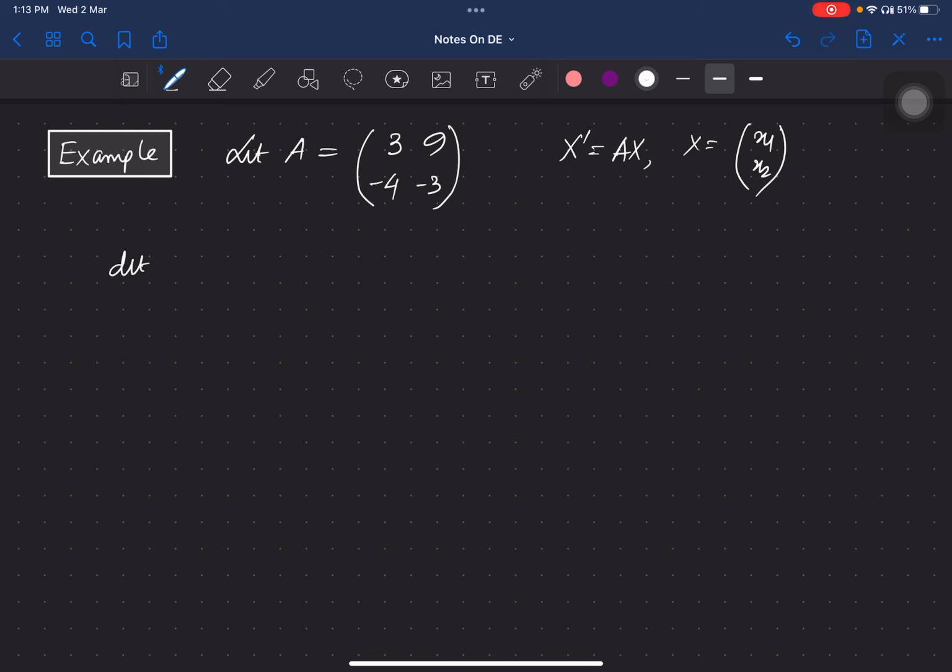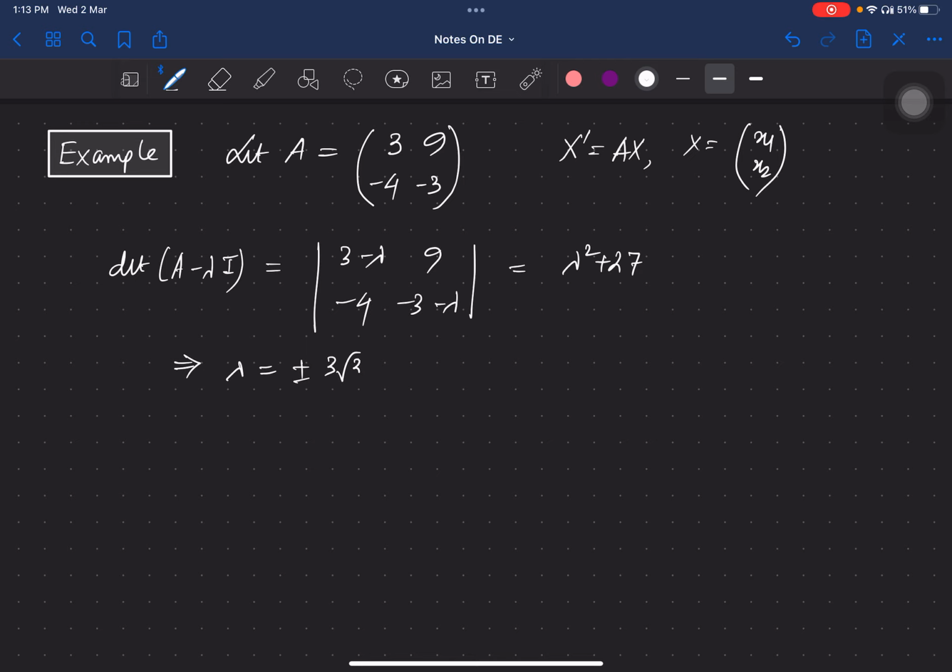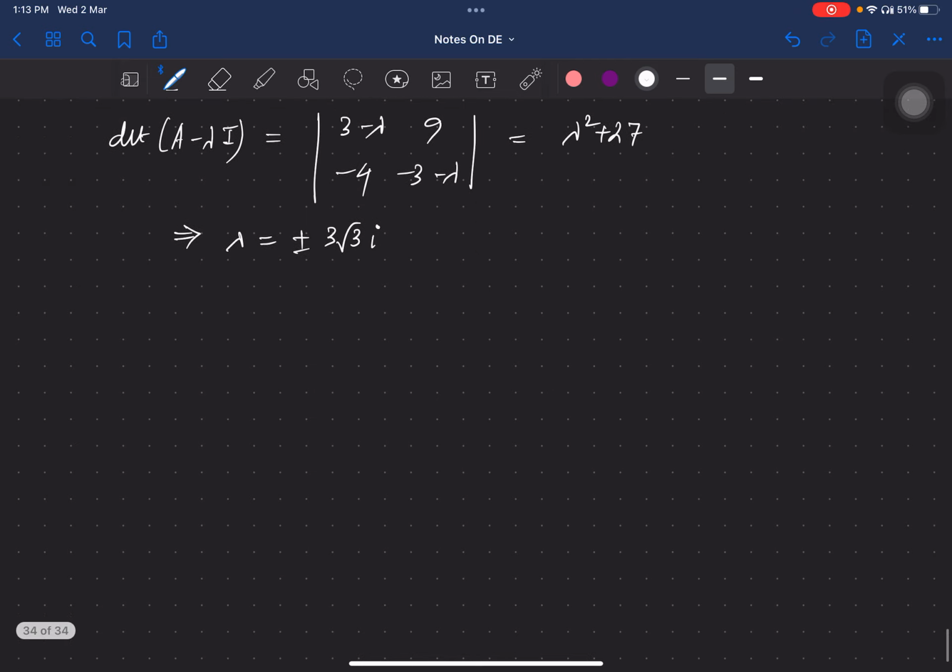So determinant of A minus lambda I: (3 minus lambda), minus 4, 9, (minus 3 minus lambda), gives lambda squared plus 27. So this implies lambda equal to plus minus 3 root 3 i. Okay.